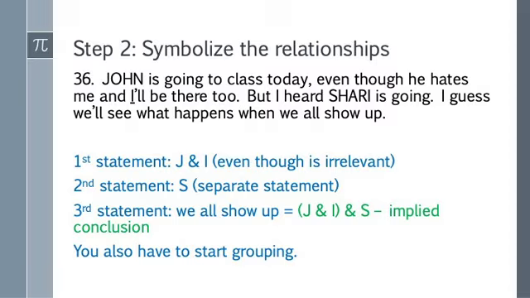I guess we'll see what happens when we all show up. So this last statement, there is an implied conclusion there. It gives the idea that this is going to be the final step of the argument. And so we see when everybody shows up, how do we code that? So we say, starting from the beginning, J and I, that was the first statement, and then the S that we got in the second statement. And then remember, once you have more than one dyadic connector, then you have to start grouping. So that's why J and I is in parentheses, and then you include the S.